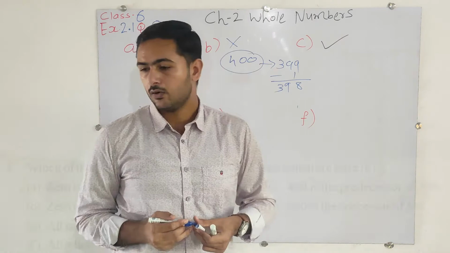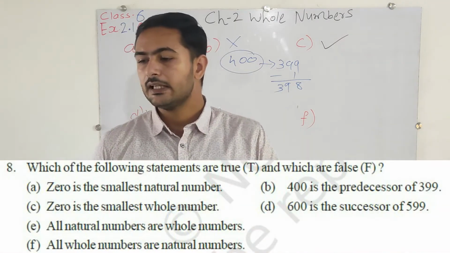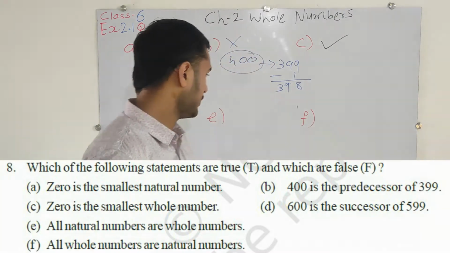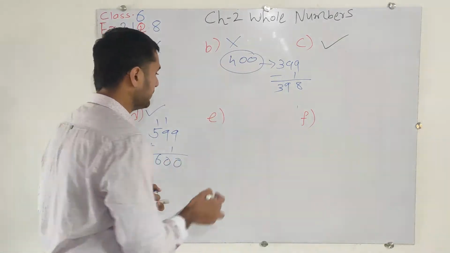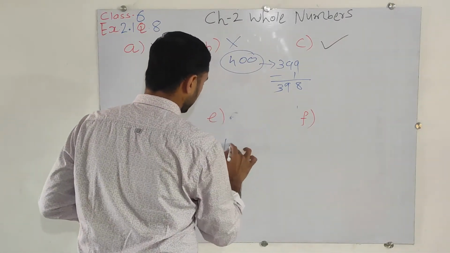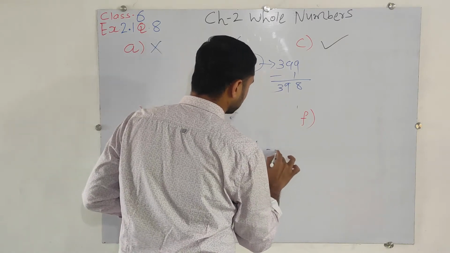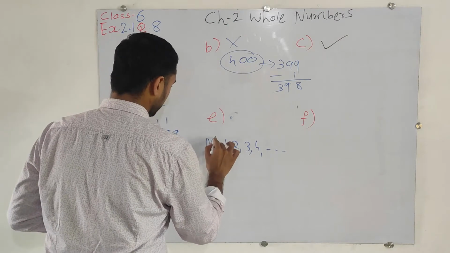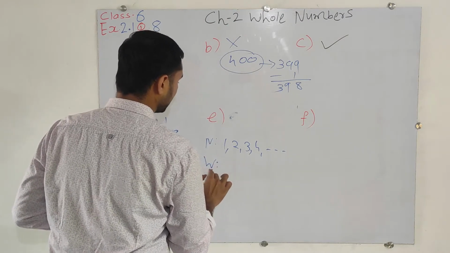Okay. Now the next, that is E. All natural numbers are whole numbers. All natural numbers, it means, first of all, just identify the natural numbers, it means 1, 2, 3, 4, like this. Okay. And whole numbers, it means this is the set of the natural numbers, and here I am just going to write the set of the whole numbers.